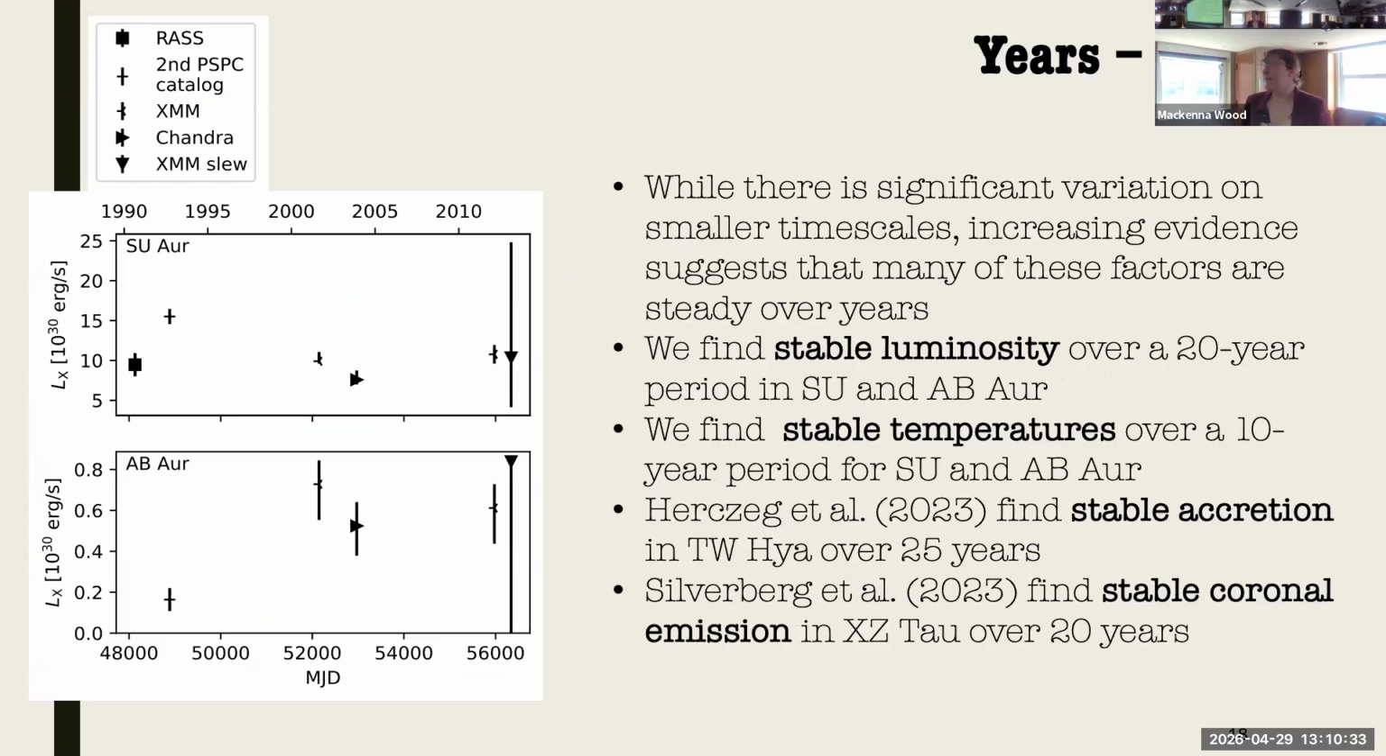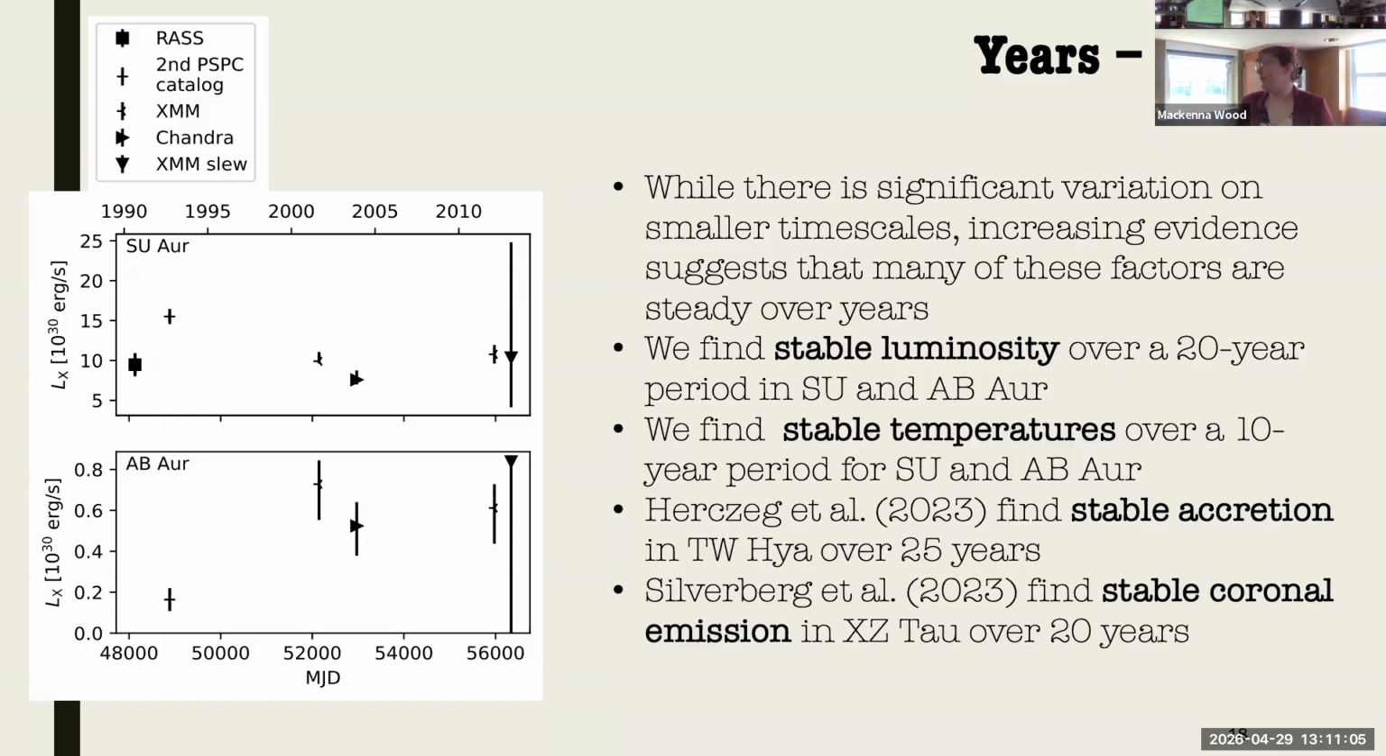So here we've got a mix of archival observations of SU and AB Auriga from the 1990s through 2012. And while we saw a bunch of variation, particularly in SU Auriga on these smaller timescales, this evidence suggests that most of these stars are fairly steady over years. So we found stable luminosity across this whole 20-year period and stable temperatures over the 10-year period covered by the X-ray observations.